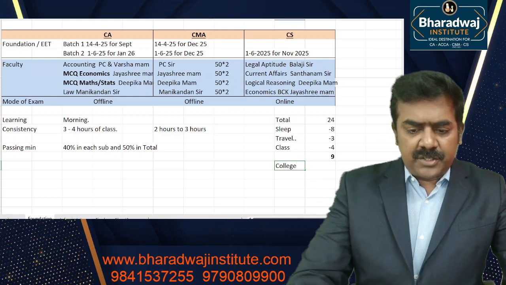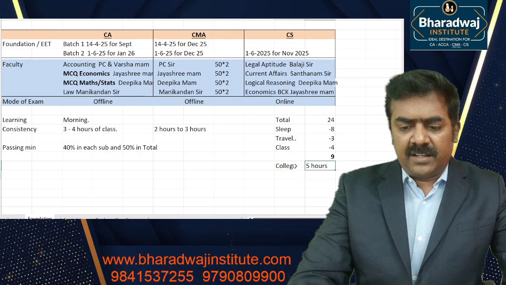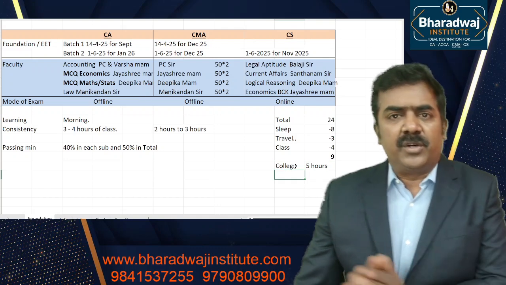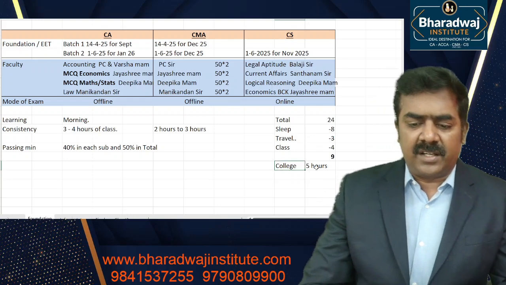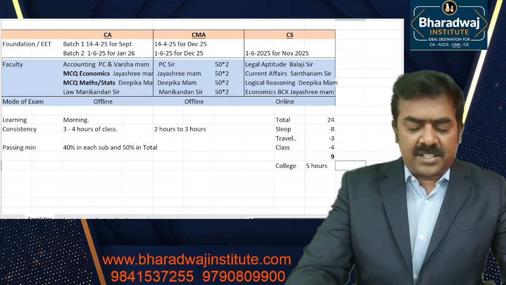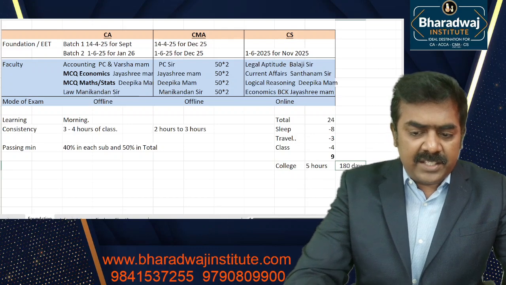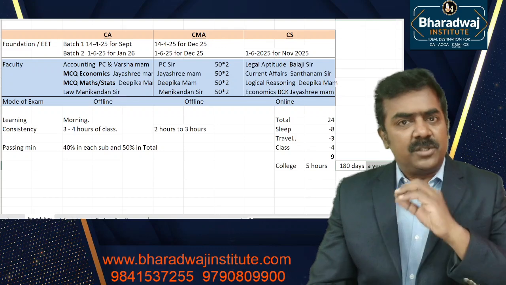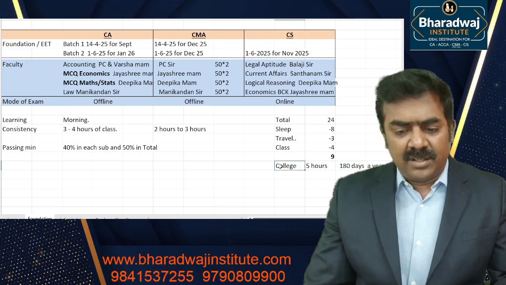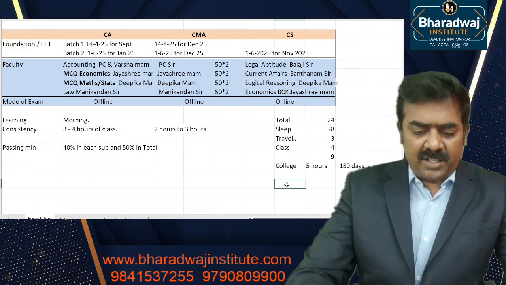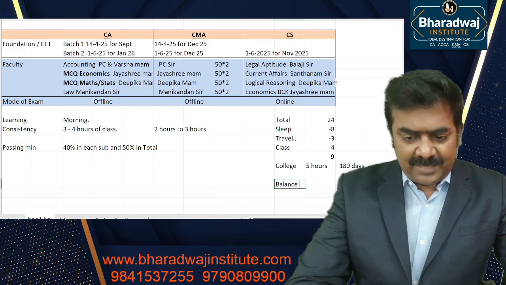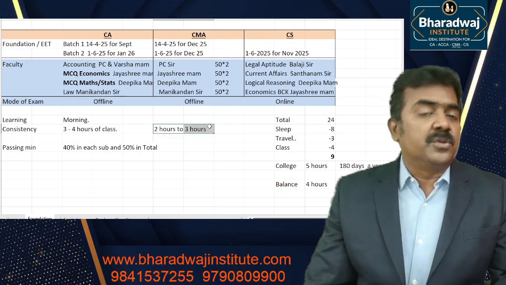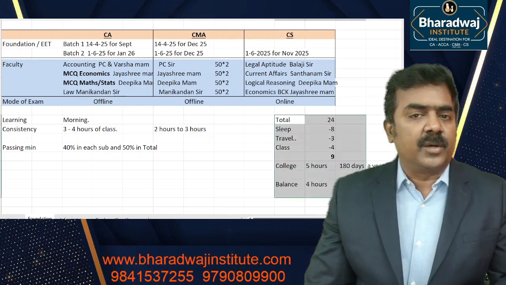If you are attending college, the college will be like 5 hours a day, not like your school of 8 hours, 12 hours a day. The college will be like afternoon 1 to 5 or 2 to 7. That too, one semester has 90 working days, 180 days a year only. Remaining 180 days, the time is available with you. Even after attending college, you will have balance 4 hours, and in that we request you to study for 2 to 3 hours. So time management is definitely required.